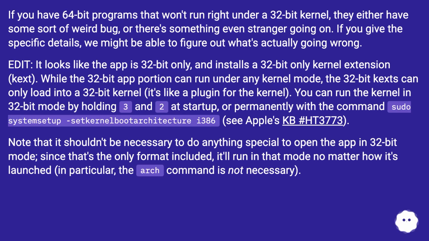Edit: it looks like the app is 32-bit only, and installs a 32-bit only kernel extension, kext. While the 32-bit app portion can run under any kernel mode, the 32-bit kext can only load into a 32-bit kernel. It's like a plugin for the kernel. You can run the kernel in 32-bit mode by holding 3 and 2 at startup, or permanently with the command sudo systemsetup -setkernelbootarchitecture i386.